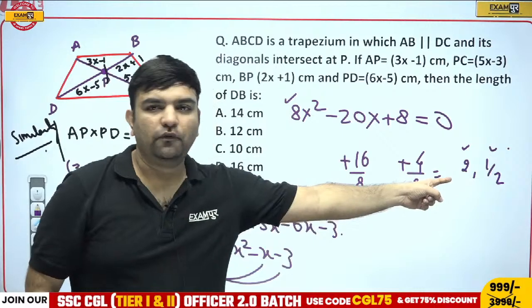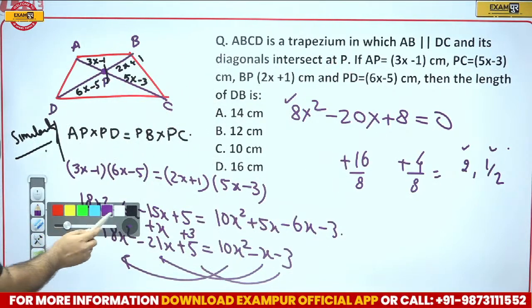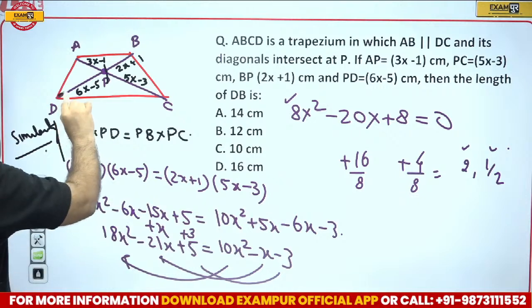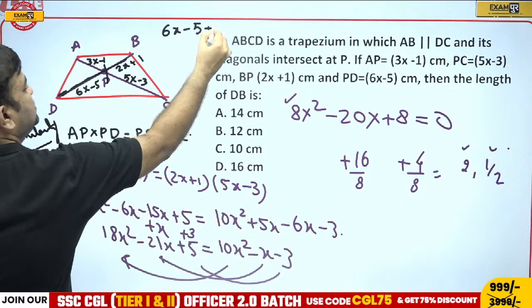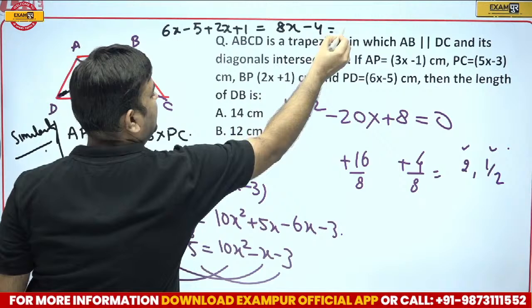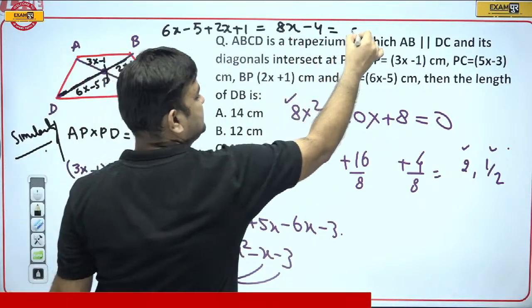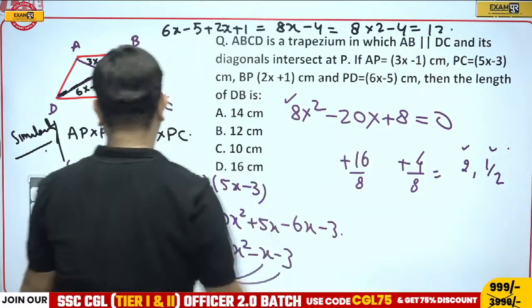So first we will go for the integral value. Length of DB is 6x minus 5 plus 2x plus 1, that is 8x minus 4. X is 2, so 8 into 2 minus 4 is 12.